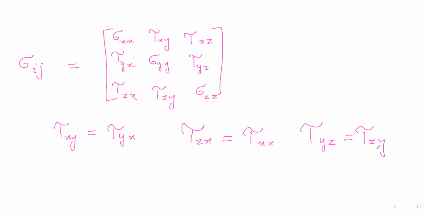Yes, question again. The reason you said tau yz equals tau zy is because the moments will be zero, right? Because of static equilibrium. Yes, and the total moments will be zero. And because of that, yes, that holds for a solid object, not for fluids or anything like that. So thank you so much.